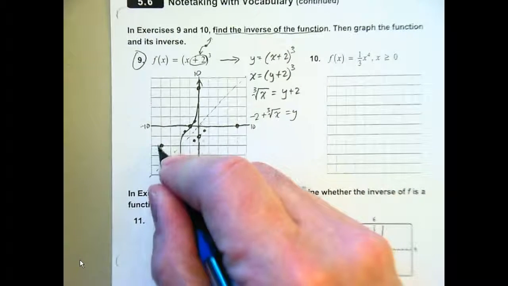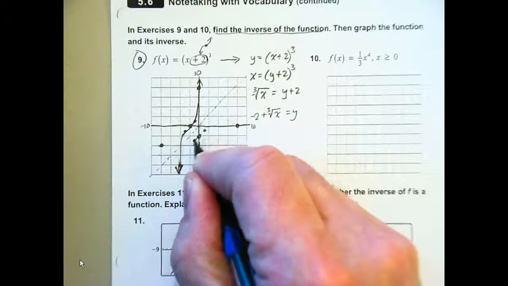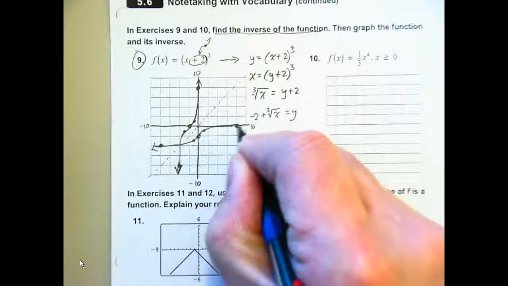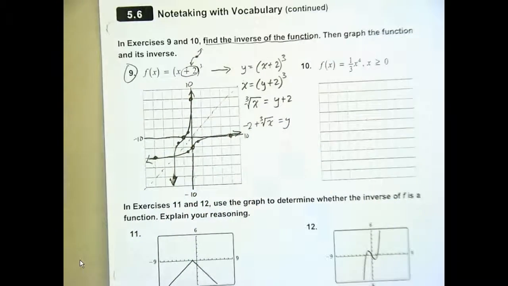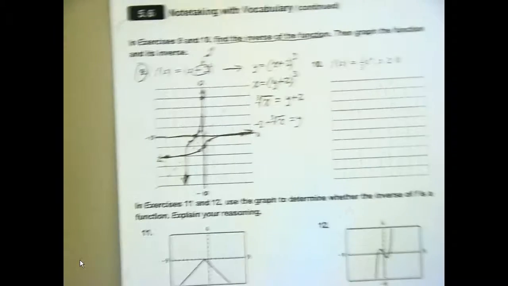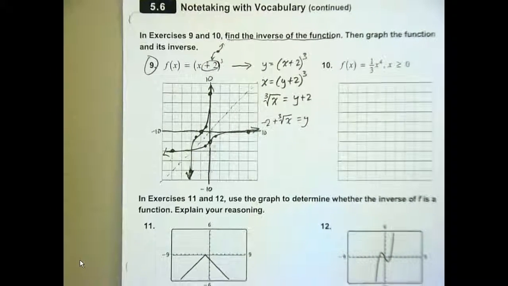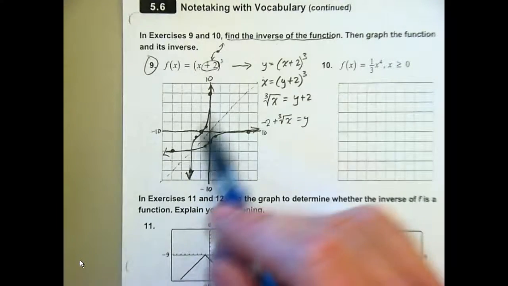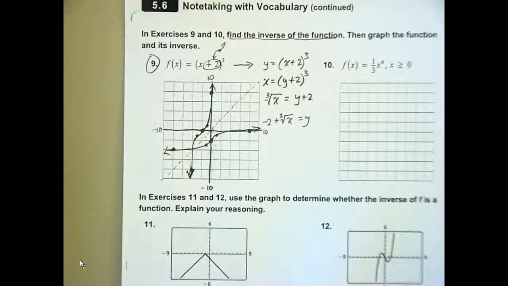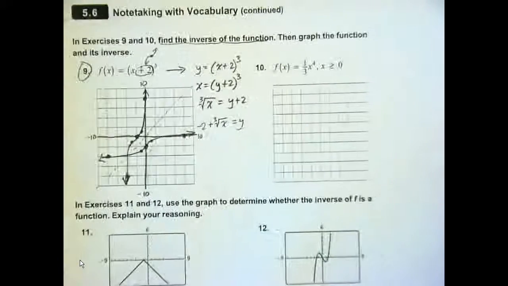All right. Cool. And when you check it, you should go, hey, that looks like a reflection. That looks pretty cool. Now you have something else to draw in your binder. All right, why don't you guys try number 10?